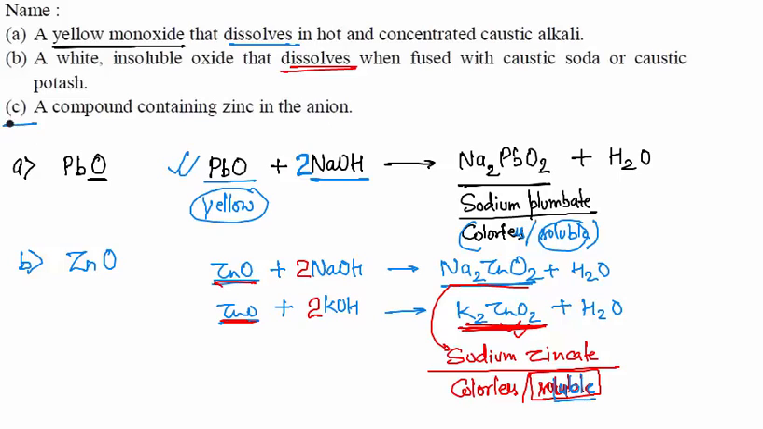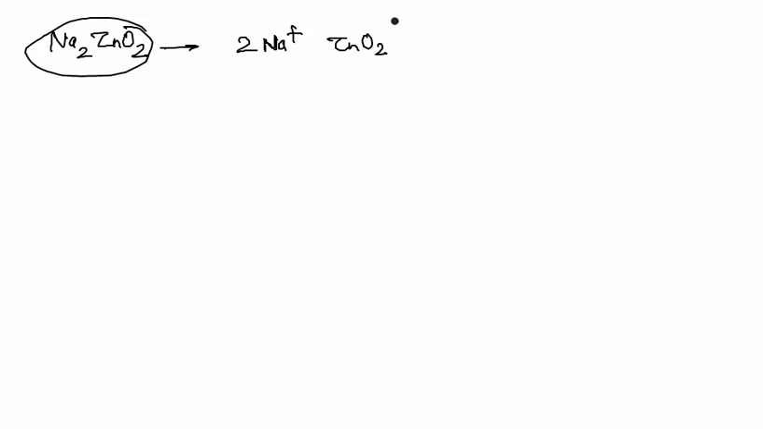Okay, now come to the C part. A compound containing zinc in the anion. The anion's charge must be negative. So look at Na2ZnO2. What is the name of this compound? This is your sodium zincate, and it is basically 2Na plus and ZnO2 2 minus.